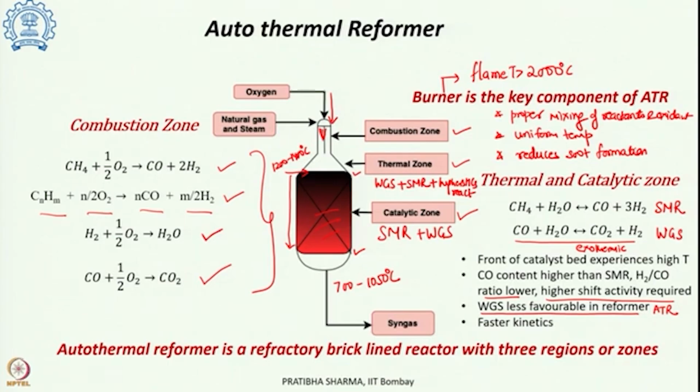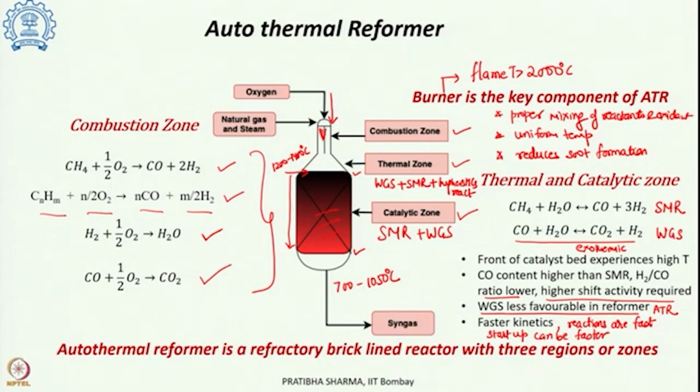That means the outlet syngas will have a lower amount of carbon dioxide as compared to that from the SMR reformer. At the same time, the temperatures involved are higher, therefore the reactions taking place in the reformer are fast. The kinetics of the reactions are faster. As such, the startup of an autothermal reformer can be faster in case of ATR.